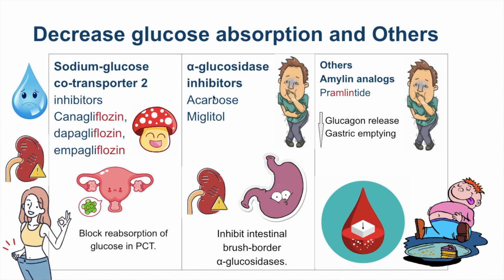Alpha-glucosidase inhibitors inhibit intestinal brush border alpha-glucosidase, which delays carbohydrate hydrolysis and glucose absorption, which leads to decreased postprandial hyperglycemia. If carbohydrates stay a little longer in the intestine, it will lead to GI upset and bloating. And these drugs again are not recommended in renal insufficiency.